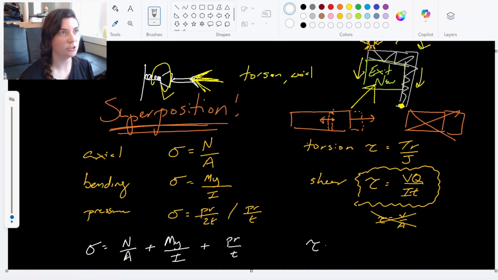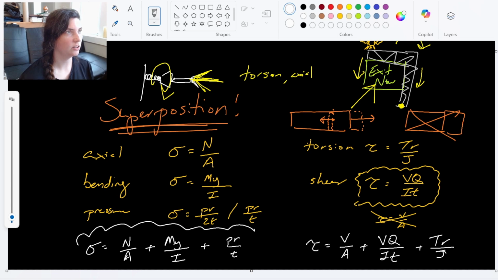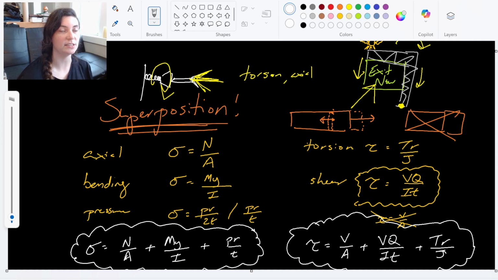And same for our shear stress, right? Our shear stress being V over A if we have an average shear stress, VQ over IT, plus the torsion equation. Right, so it's just combining all of these together. Not too bad. The trickiest part is just finding all of the pieces that we need, making sure that we've captured all of the pieces that we need, and then adding them together as our very last step.